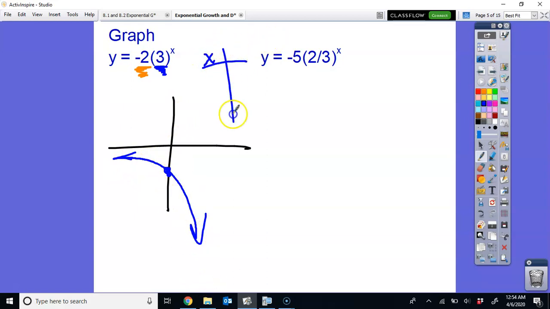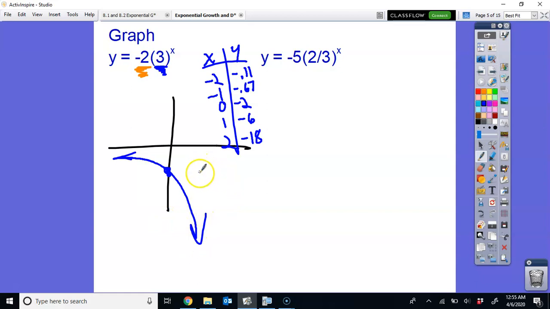So if you made your table of values for this guy, just like we did for the other one, you would notice that right here you would end up with a negative 2, and then you would end up with negative 6 there. Let's try it again. 0, negative 2. Then you'd have a negative 6 here, and then you'd have a negative 18 here. So you would see that it's growing in a negative direction. This would be negative 0.67 here, and this one will be negative 0.11, I think, if I remember correctly. So it would be getting lower and lower and lower, but it's growing.